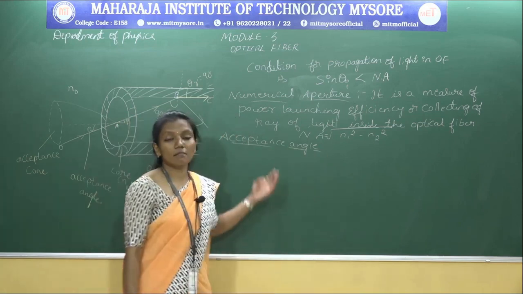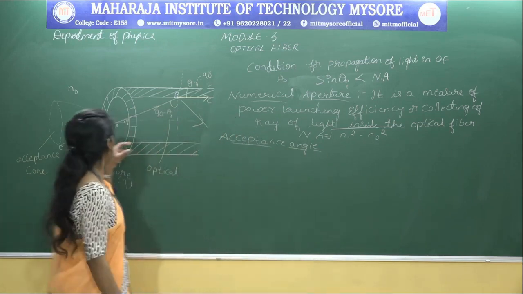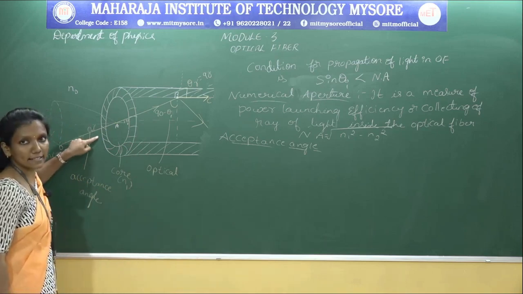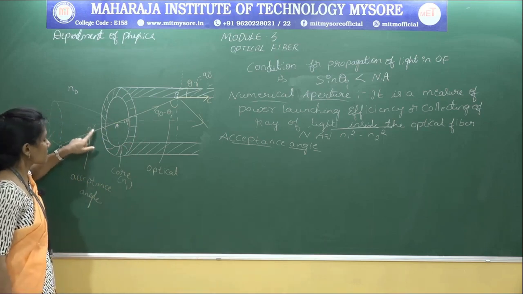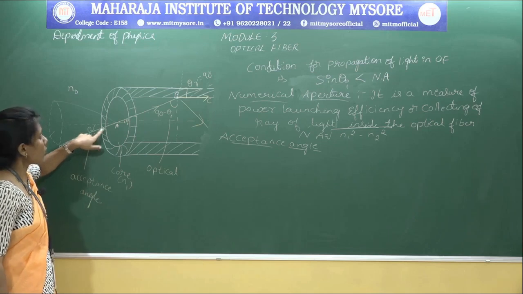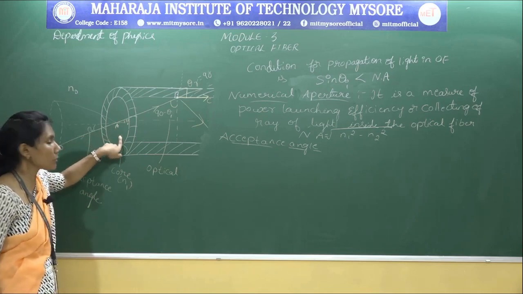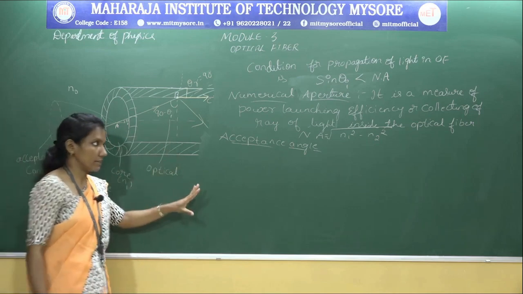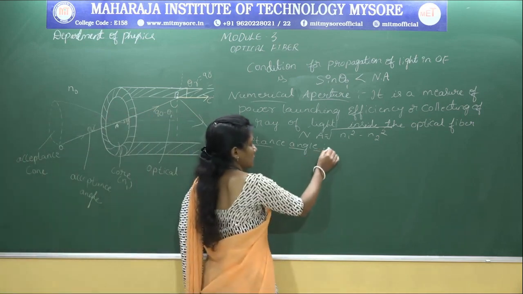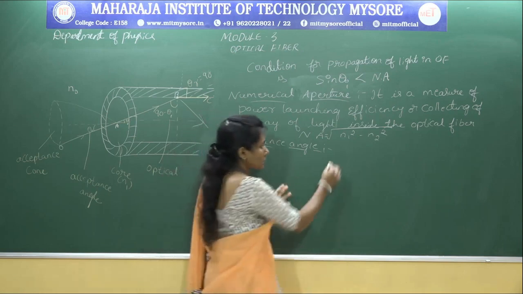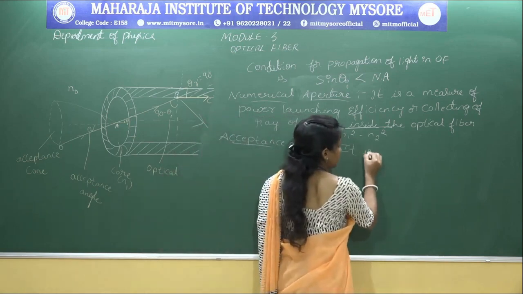It is the maximum angle to the optical axis. This is the acceptance angle, theta naught is the acceptance angle. It is the maximum angle to the optical axis at which the ray of light will propagate inside the optical fiber. That is nothing but the acceptance angle. So it is the maximum angle.